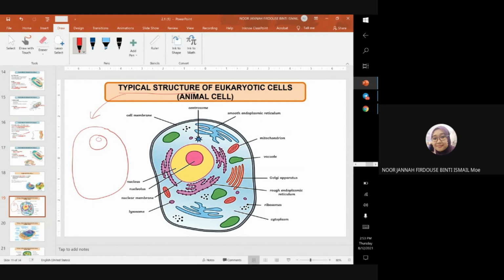Then kita boleh nampak mitochondria. The rest kita tak berapa nampak Golgi body, apa lagi, rough ER, smooth ER, yang ni kita tak berapa nampak lah bawah light compound microscope. Okay, tapi ni adalah typical structure yang kita akan nampak kalau kita nak cerita tentang animal cell, selalunya bawah electron microscope.